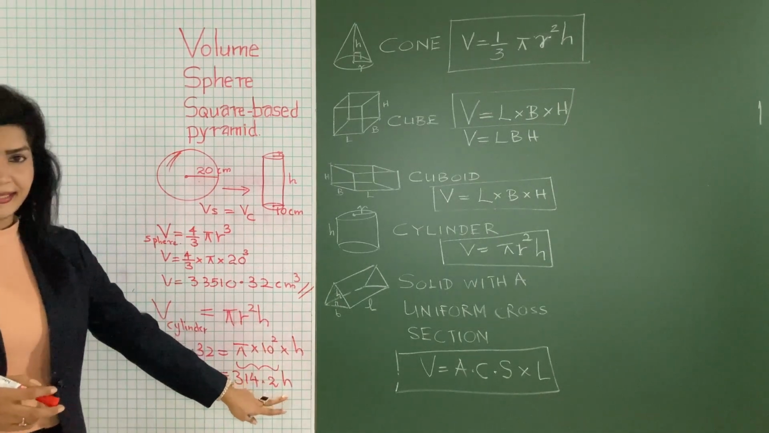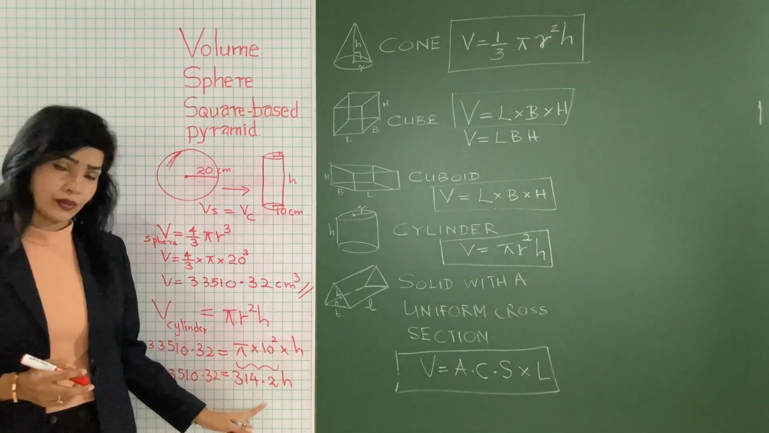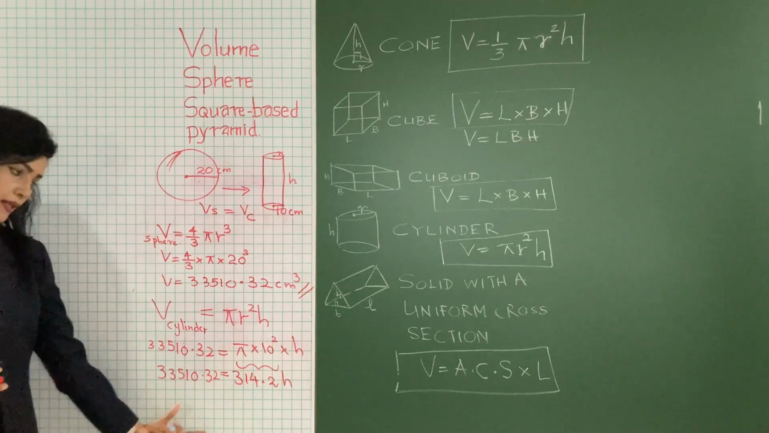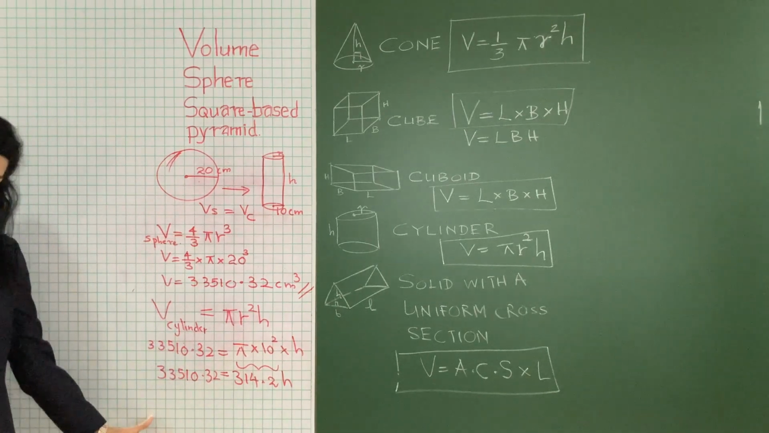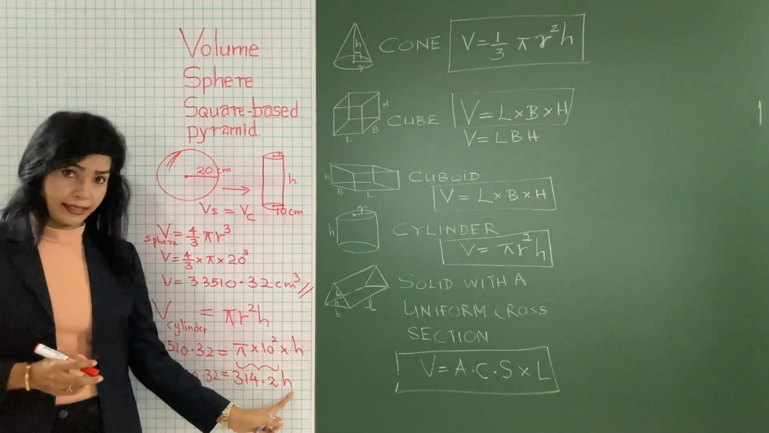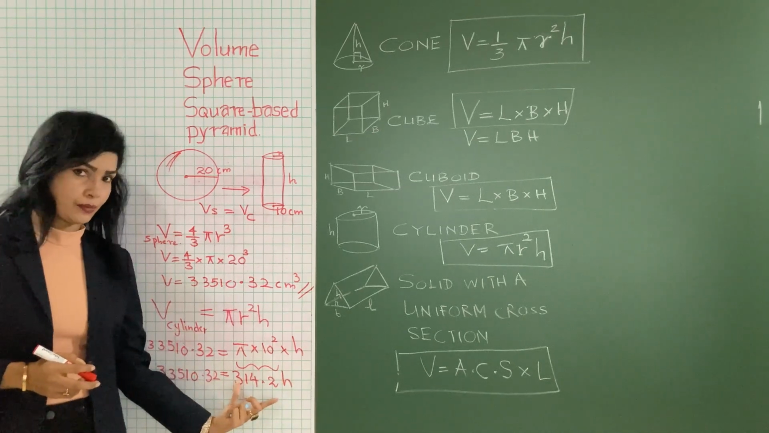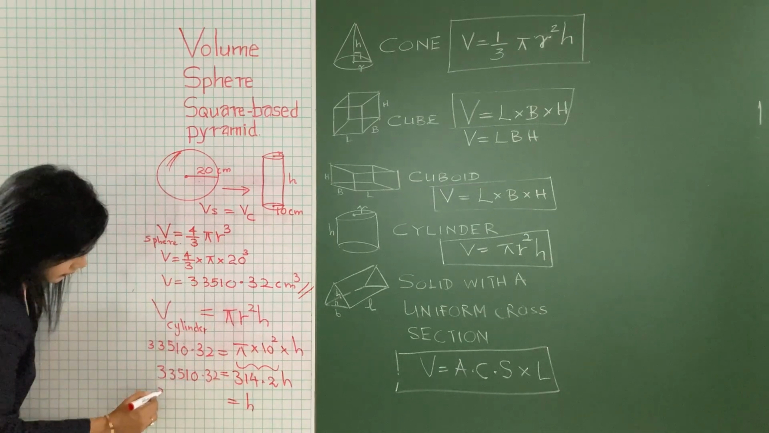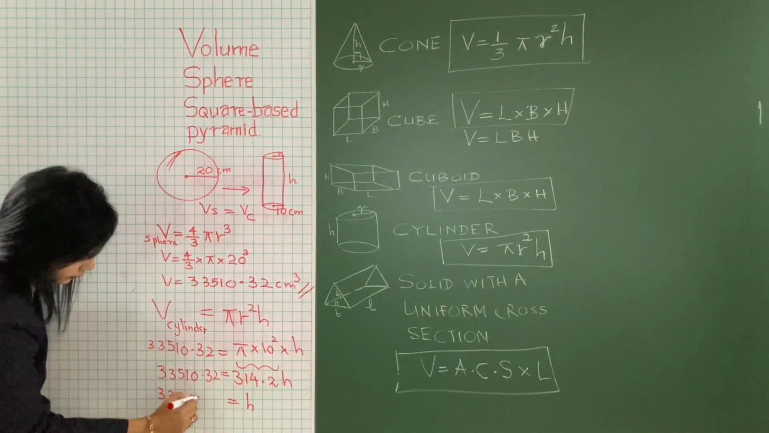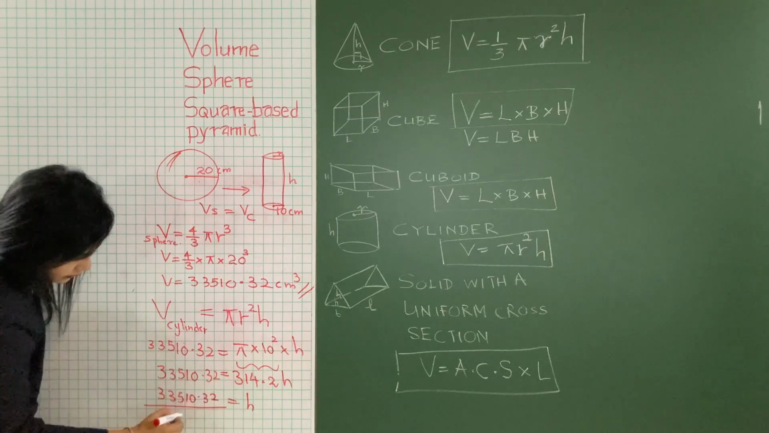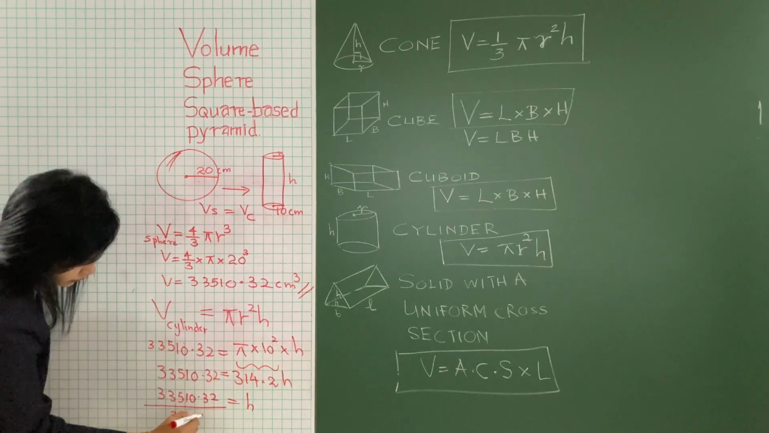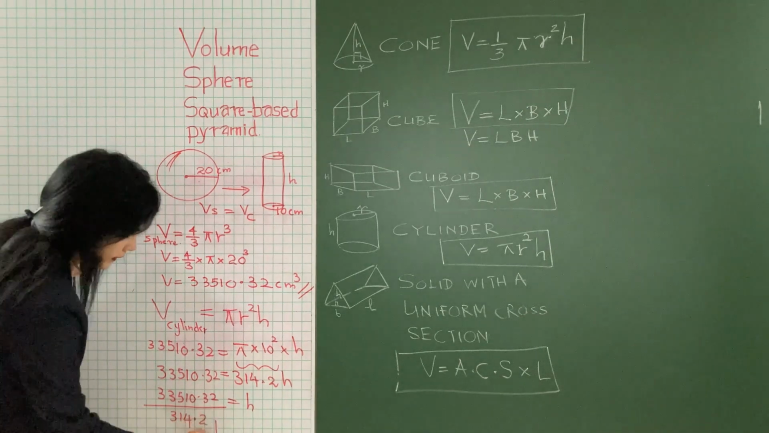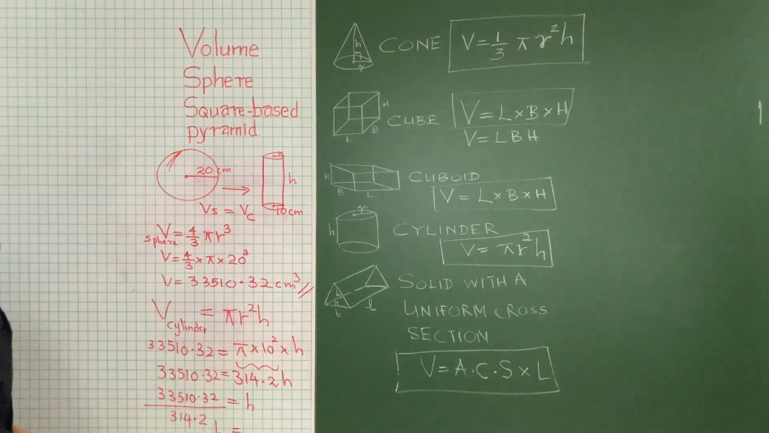To make H the subject, you can see that 314.2 is multiplied with H. Multiplication becomes division on the other side. So when you want to make H the subject, you have to take 314.2 to the opposite side. 33,510.32 is already there. 314.2 we are taking from the right side. So H is equal to, what is the answer?